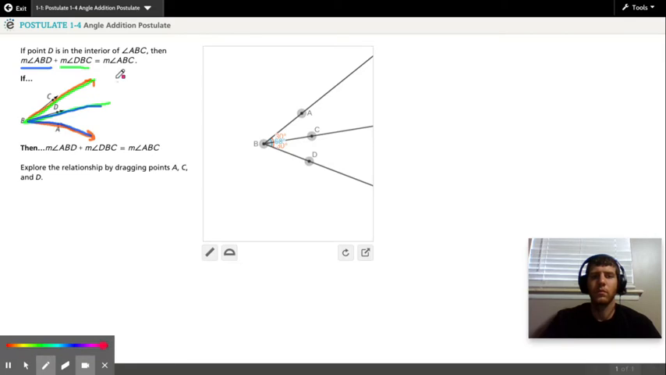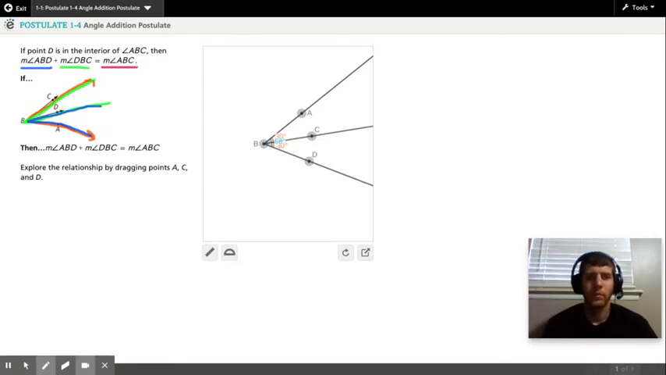And then ABC was the whole thing. So basically the two small angles here, the two parts, are going to add up to the whole thing, because these angles share a ray in common. If we add them up, they're going to equal the whole thing. So the measure of ABD plus the measure of DBC is going to equal the measure of angle ABC. Okay, if this is the case, then that's the case.